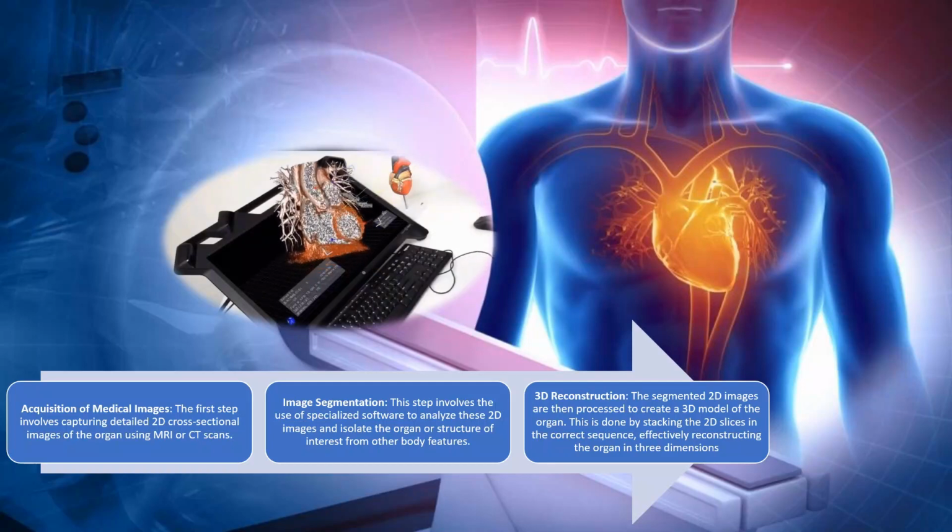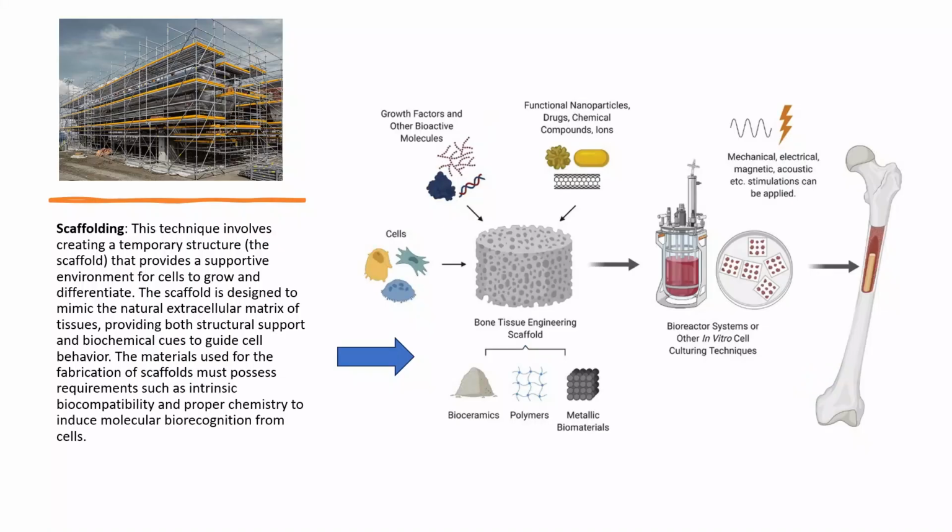Finally, we come to 3D reconstruction. The segmented 2D images are then processed to create a 3D model of the organ. This is done by stacking the 2D slices in the correct sequence, effectively reconstructing the organ in all three dimensions: axial, sagittal, and coronal. 3D bioprinting is often differentiated from the older scaffolding techniques for creating tissue.